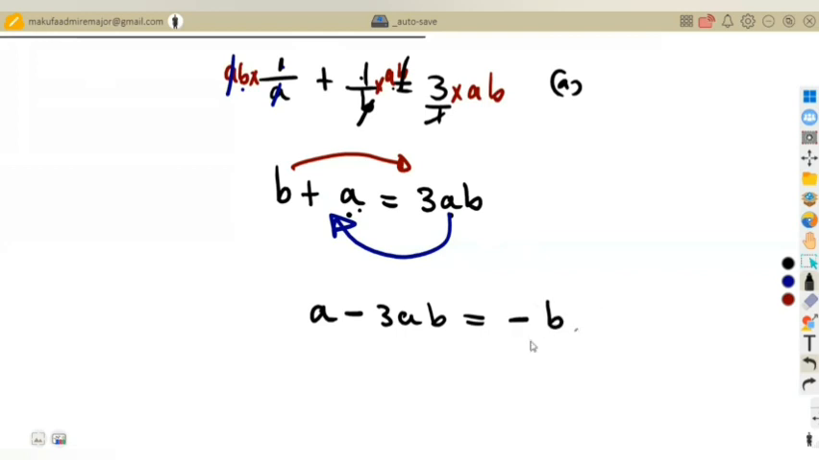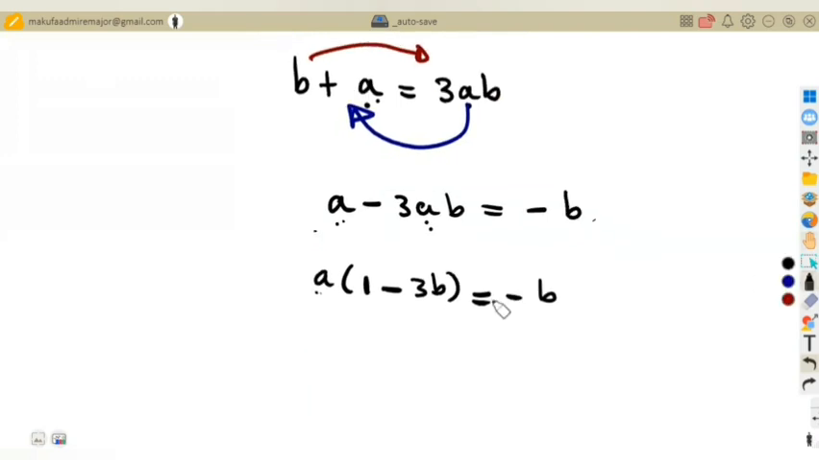I'm not worried about this one being a positive or a negative because what I want is the part of a. As long as my a is not affected, I can factor out my a. A and a, I remain with 1, minus a and a, I remain with minus 3b, which is equal to minus b. So in order for us to make a the subject, we can simply divide by the bracket, since this is the part that is affecting a now, and it's a multiplication. So we divide by 1 minus 3b both sides.